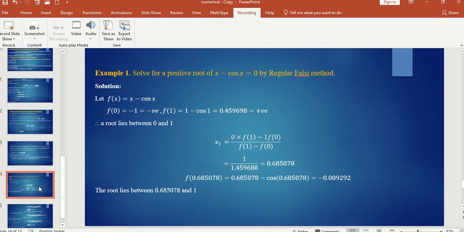So we see the example: solve for the positive root of x minus cos x equal to 0 by regula falsi method. So we have f of x equal to x minus cos x. First we see the interval of convergence. For that, f of 0 is negative, f of 1 is positive. So we have the root lies between 0 and 1. So in the formula we substitute 0 and 1 for a and b. So we have x1 which is 0.685078. Now we see the sign of f of x1, which is negative. So we have the root lies between x1 and 1.